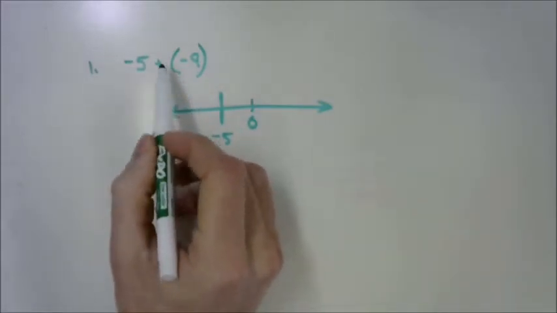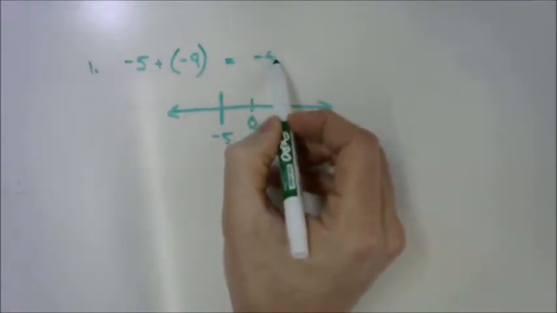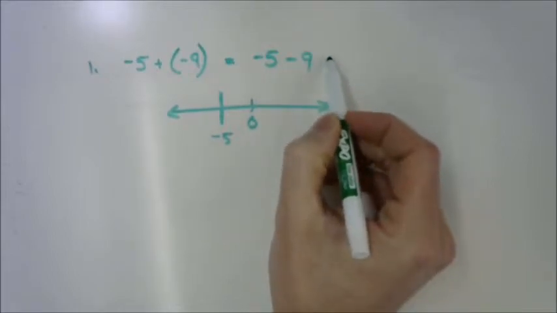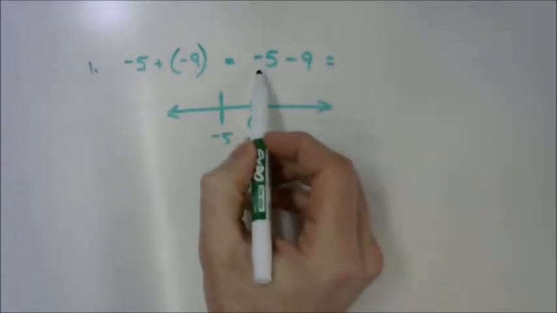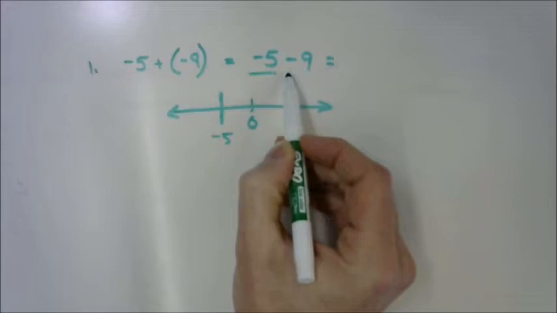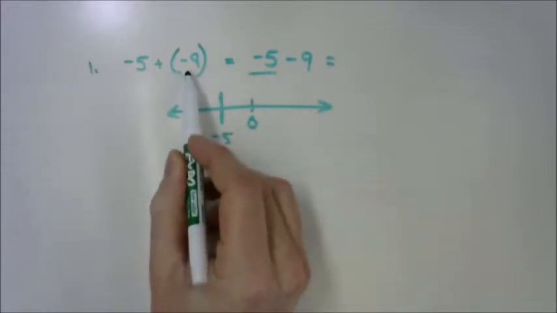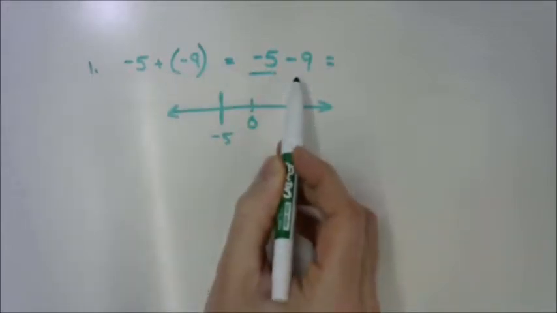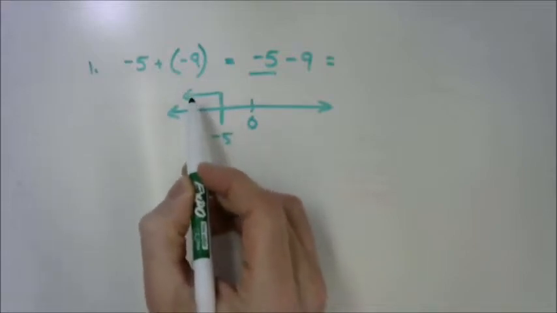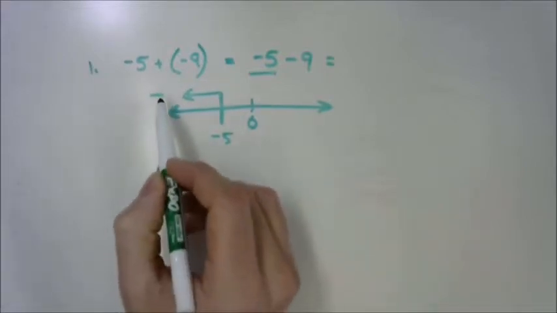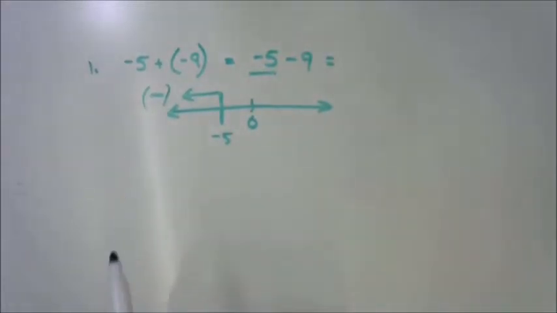This is the same as negative 5 minus 9. So we're starting at negative 5, and we're subtracting 9. Adding a negative number is the same as subtracting. So we're heading to the left, and our final answer, no matter what, is going to be negative. So go ahead and write negative on the blank.